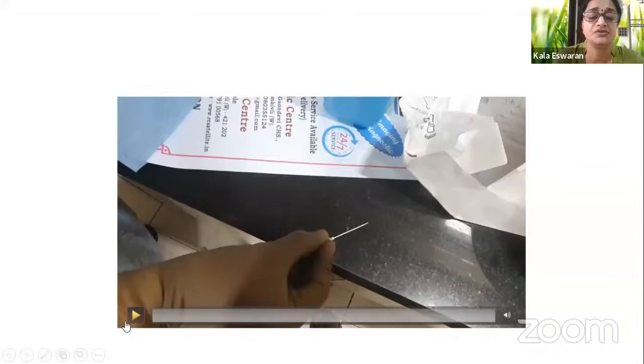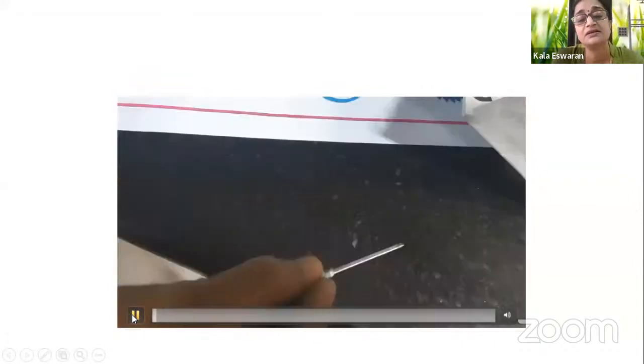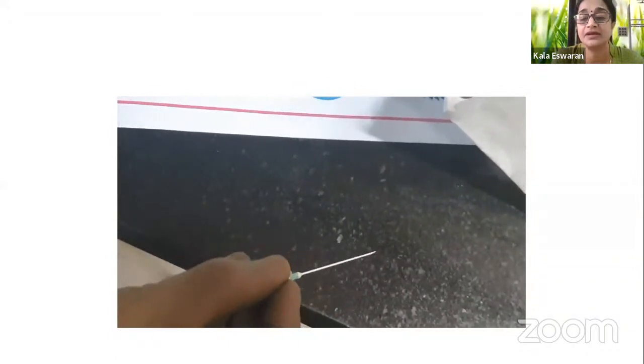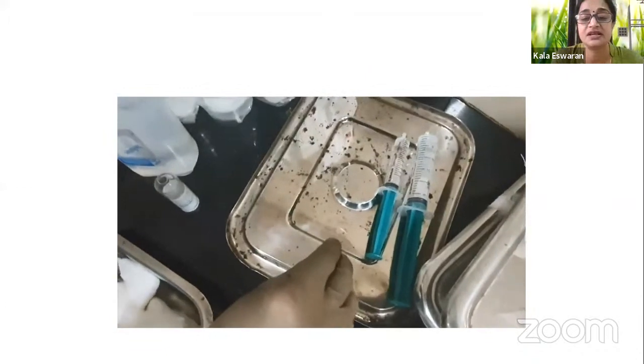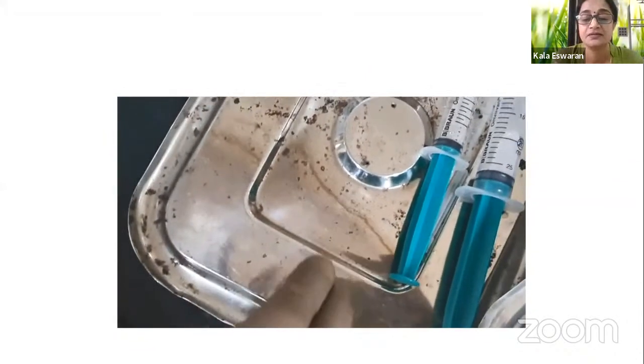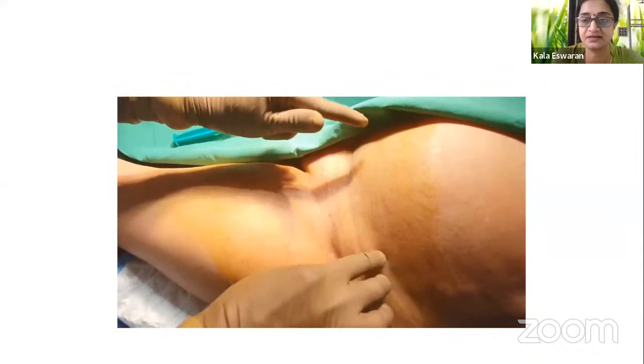Now, this is another video using the needle. You can see this is a hypodermic 21 gauge 1.5 inch needle. This is a sterile tray. The drugs are already loaded. I'll come to the effective volume to be used. The needle is blunt. Do not tap too much, otherwise the needle does not pierce the skin. 1 or 2 times is enough.